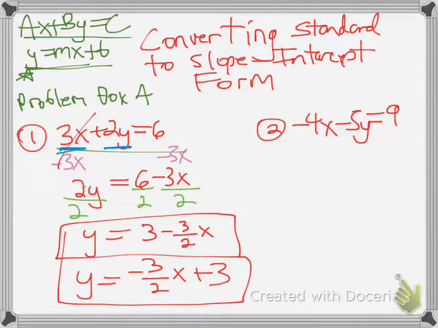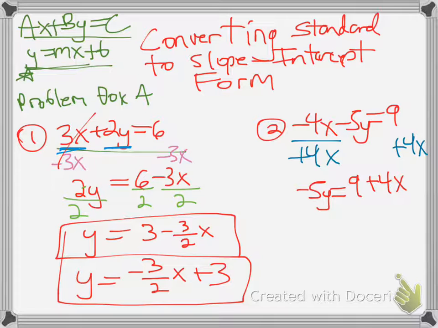Again, I want to get rid of the x term first, so I'm going to get rid of this negative 4x. To get rid of a negative 4x, I'm going to add it to both sides. After adding 4x to both sides, I'm left with negative 5y equals 9 plus 4x. Reminder, I can't combine those two terms. I'm now going to go ahead and divide everything by that negative 5. Remember, if I divide one thing by negative 5, I have to divide everything by negative 5.